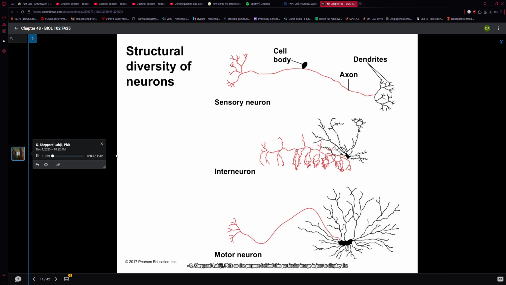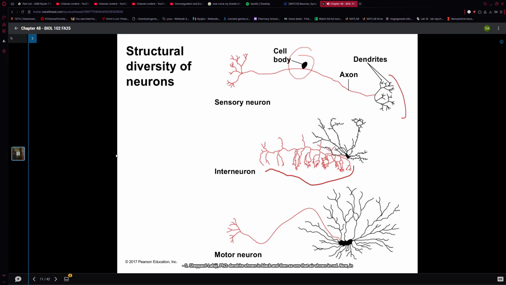So the purpose behind this particular image is just to display the structural diversity of neurons. All neurons will have a cell body, so that's the soma, and one or more processes. So we can see that there are dendrites shown in black, and then axons that are shown in red. Now, in looking at this particular image, this isn't to say that all sensory neurons and interneurons and motor neurons have the specific level of organization, but what you should be able to do when looking at this image is think about how form and function are supported here.